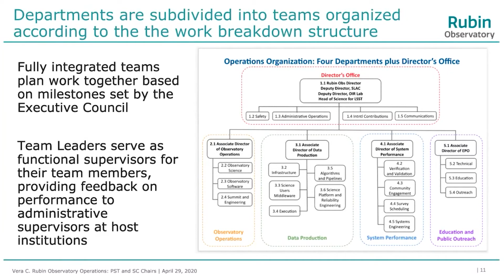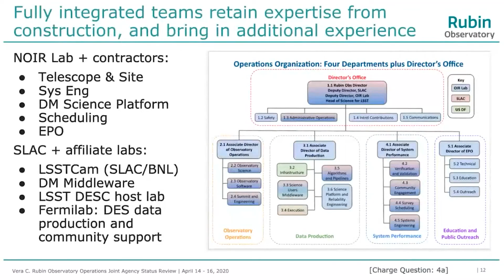Okay, so same diagram, but now colored in according to where the people are coming from. So blue shows NOIRLab, red is Slack. These are the 2 operations partners. That's not to say that all of the people in these teams would be at either of those 2 institutions. Actually, they'll both have subcontractors and affiliate institutions to help provide the staff that we need. So the teams are fully integrated. You see a lot of red and blue shading in the teams, but they also include expertise brought in from construction and also from the outside.